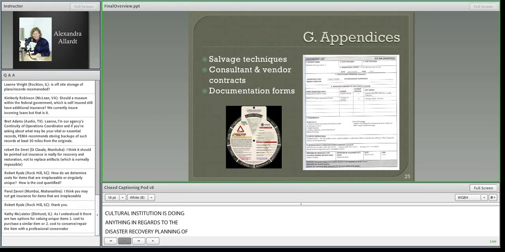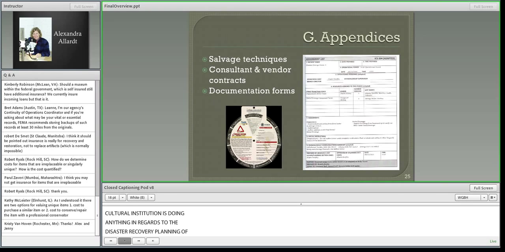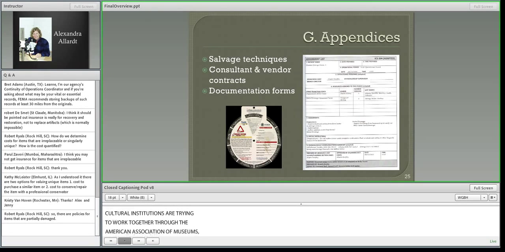Yep. It's a very broad question, but heritage preservation is certainly reaching out. The cultural institutions are certainly trying to work together through the American Association of Museums, or Alliance of Museums. They've just changed their name. The different library groups are working together, and there's been quite a movement to reach out to your sister institutions, both locally and at a distance, to make a buddy system, so you can work together in a response to a disaster.